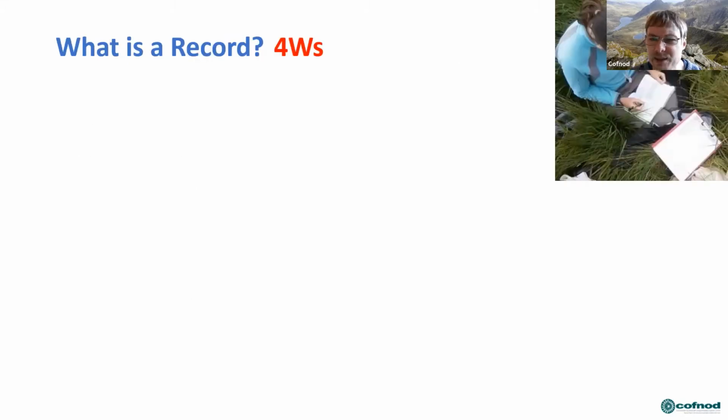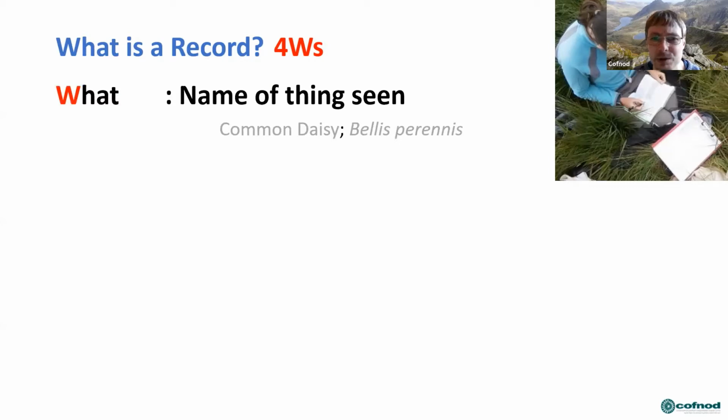Recording is basically the four W's. So what do I mean by that? Well, what have you actually seen? That's obviously critical. You can either record things by the common name or the scientific name. So we've got common daisy there, Bellis perennis.